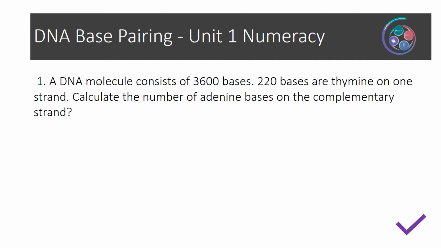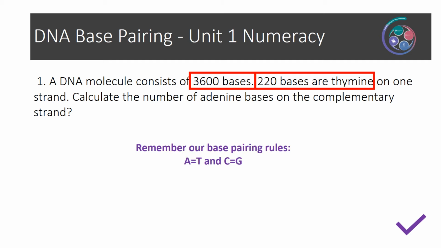Question 1. A DNA molecule consists of 3,600 bases. 220 bases are thymine on one strand. Calculate the number of adenine bases on the complementary strand. First thing I do, as usual, was to highlight any key information from the question. I must also remember our base pairing rules, A binding with T and C binding with G. This may be beneficial to note down at the side of your paper. A to T and C to G.